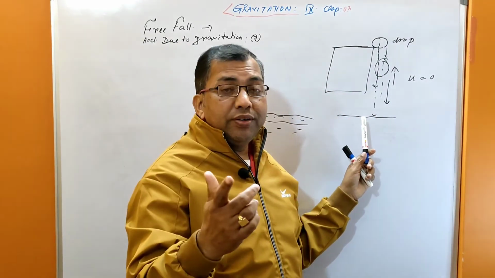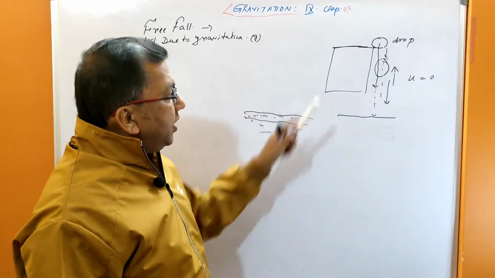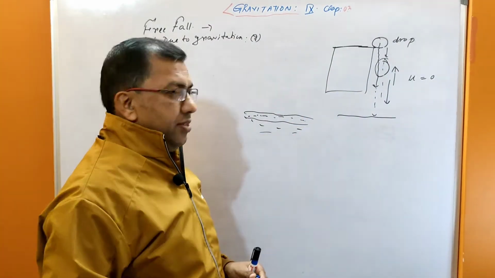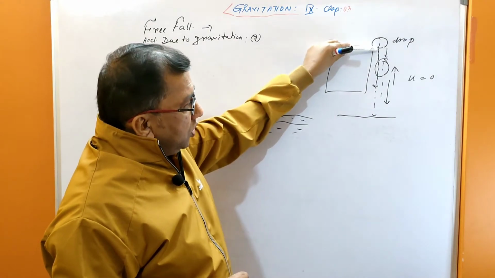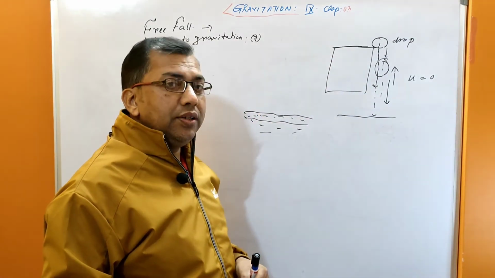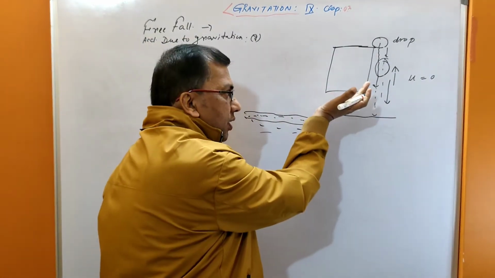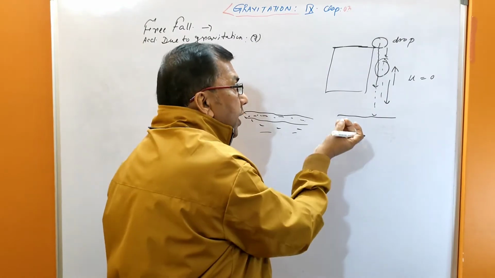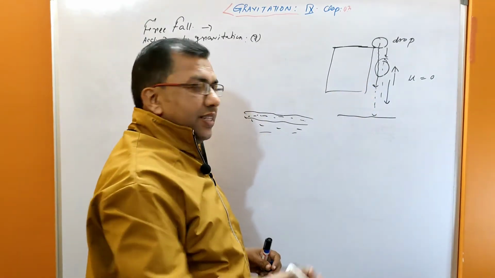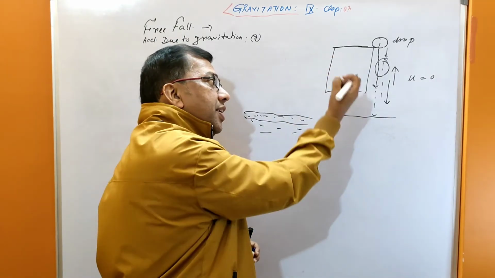So what is free fall? Then, when an object is falling, its velocity is continuously changing. Why? Because the earth does not exert gravity only one time. No, it is continuously exerting the force.